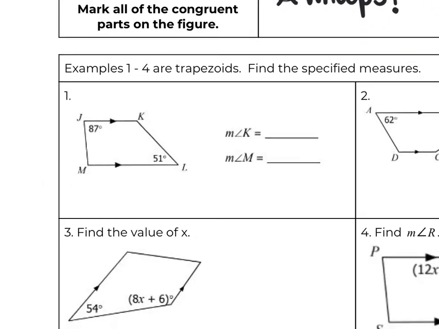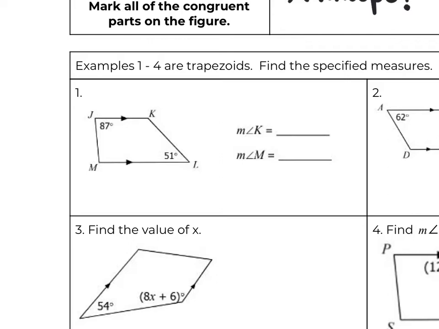All right, so let's look at solving for one of these. Number 1 says we're looking for K and M. So I'll just start. K would be here. Okay, well, K is supplementary to L. So I'll just use K as my variable. If I did K plus 51 equals 180, I would subtract 51 from both sides, and K equals 129 degrees.